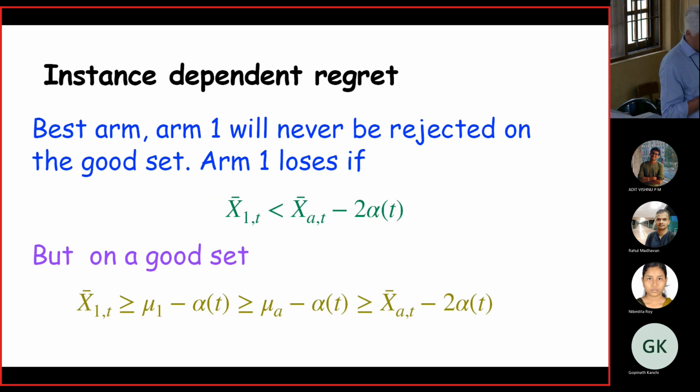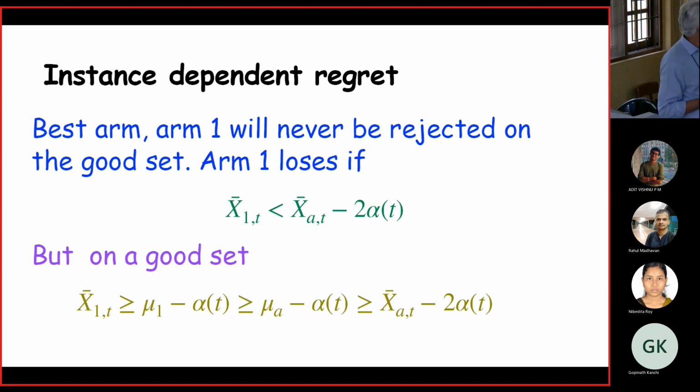So what's the regret? Well, first let's just see why it's a good thing. Best arm 1 will never be rejected on the good set. I've given you a good set now. And the claim is that at least on the good set, the best arm will never be rejected. That will happen only on rogue paths, which don't really matter so much. And then all the other arms will be rejected on this good set. That's the spirit of things.